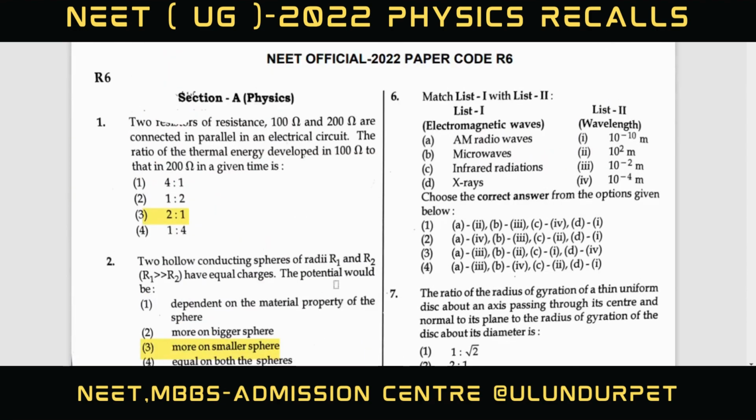Sixth question: match list 1 with list 2. List 1 electromagnetic waves, list 2 wavelength. The answer is option 1.